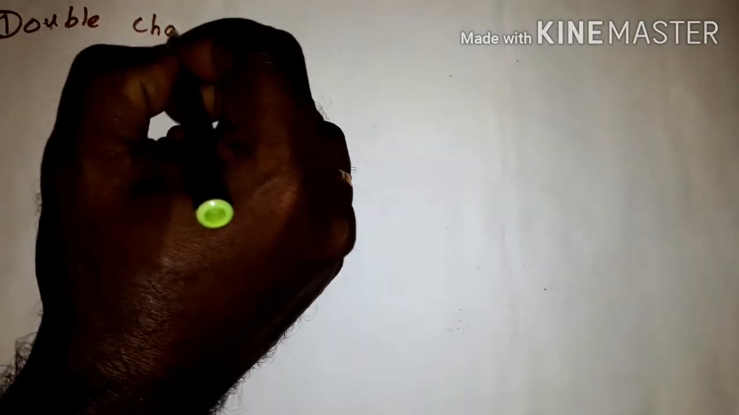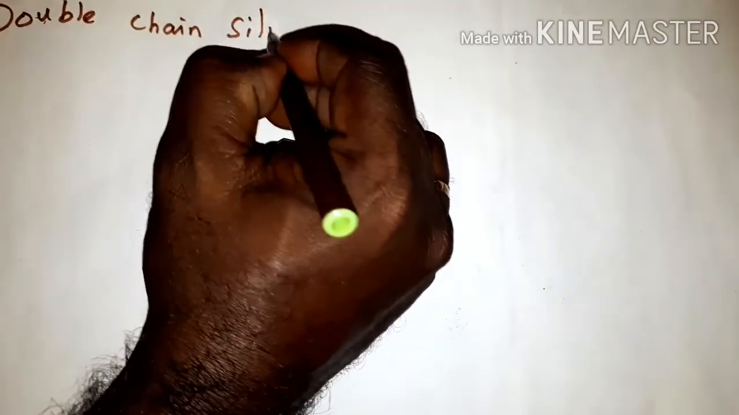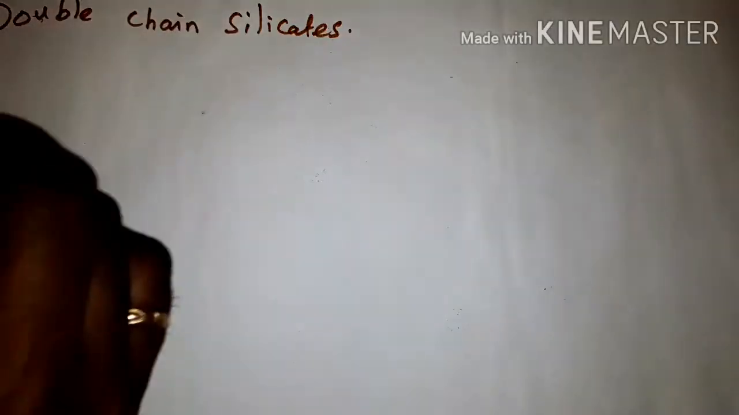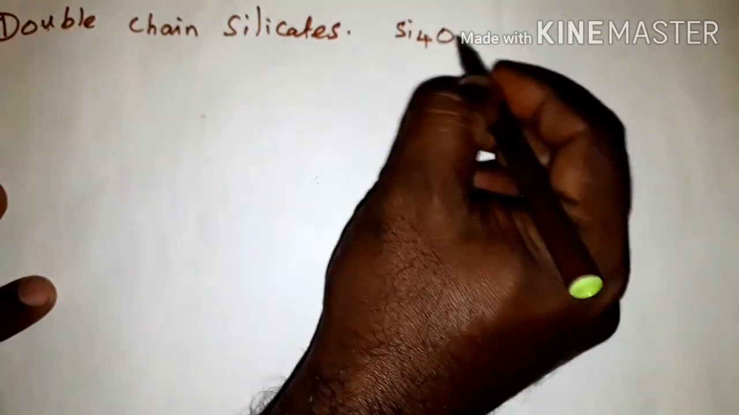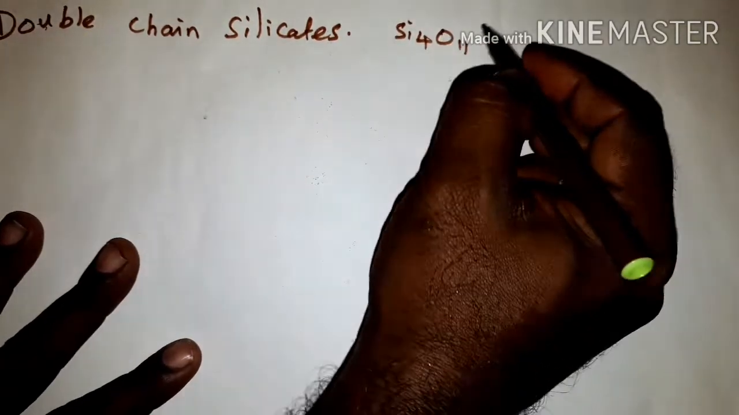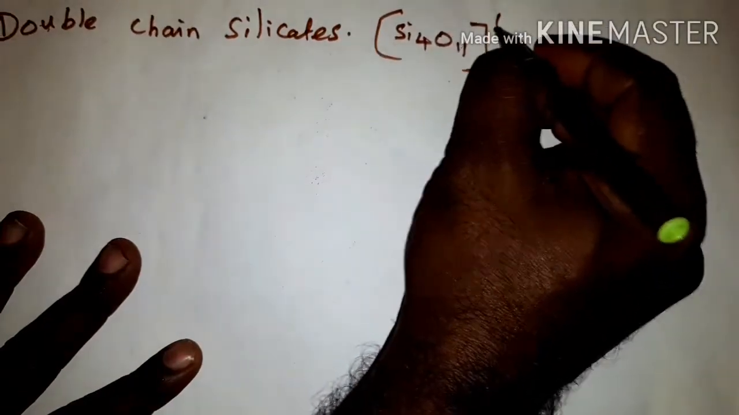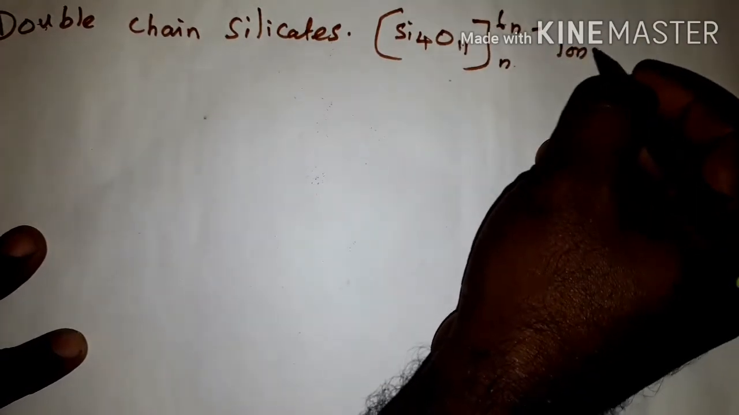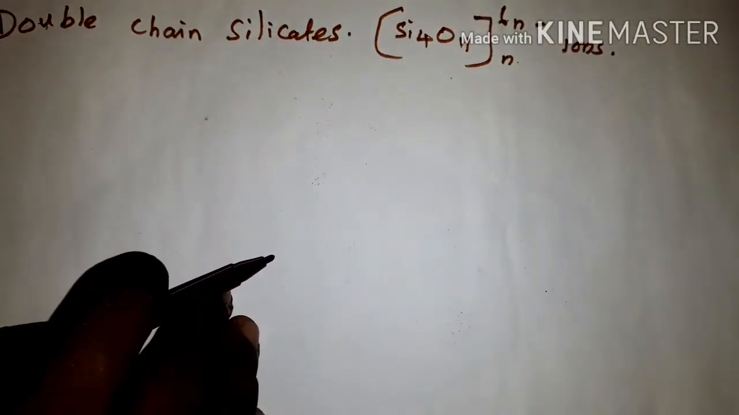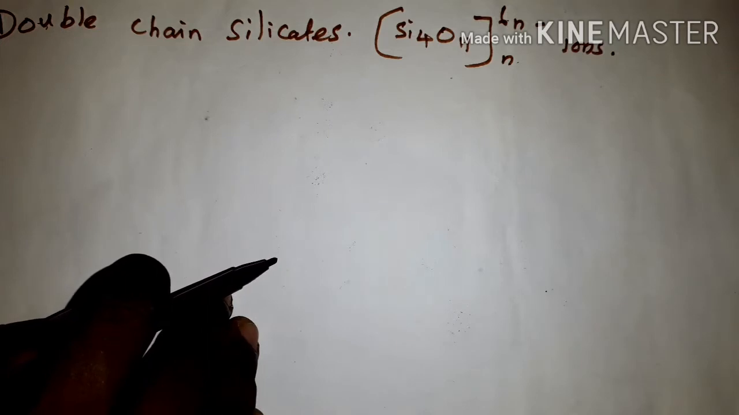Next type is double chain silicates. This type of silicate contains SiO4 O11, n times, 6n minus. This is the general formula of these silicate ions. Now I am going to draw the structure, so listen carefully.